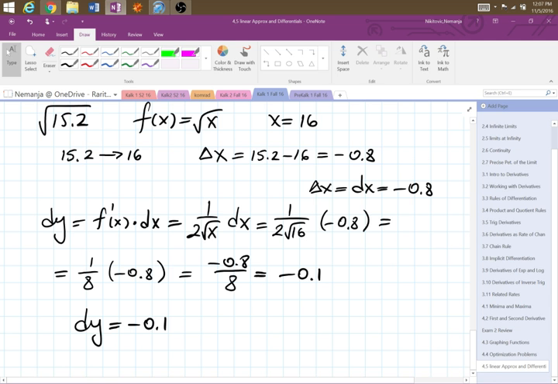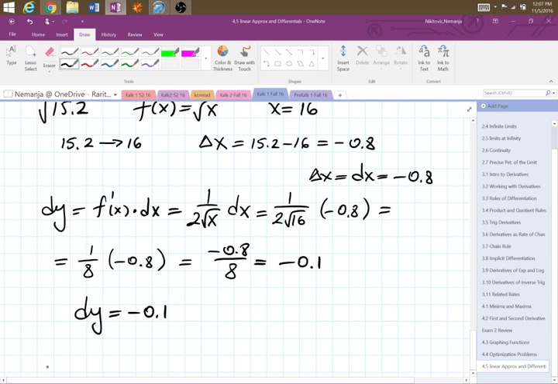So how much is square root of 15.2? It is going to be square root of 16 minus 0.1, because we are throwing in the change in y. And the change in y is negative 0.1. So I have 4 minus 0.1 is 3.9, which is exactly the same answer we had earlier.